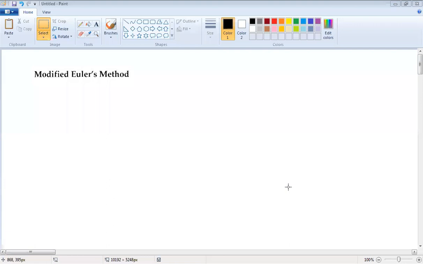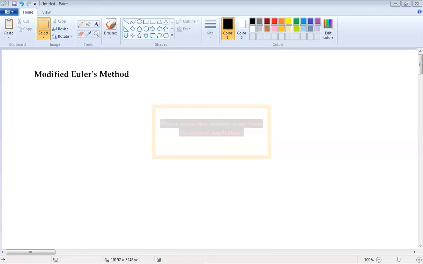Dear students, in today's class, we'll discuss a numerical method named modified Euler's method to solve linear differential equation of first order and first degree. Let's first discuss the iteration method and then we'll discuss few problems on this. We are going to apply numerical method to solve a linear differential equation of first order.